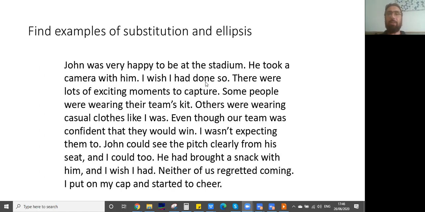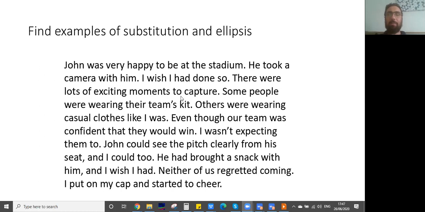I wish I had done so. It's not took a camera, it's actually taken a camera, because here we're using I wish, so we're going to use the past perfect form after it. So I wish I had taken a camera with me. So here we're going to use so to replace the phrase.